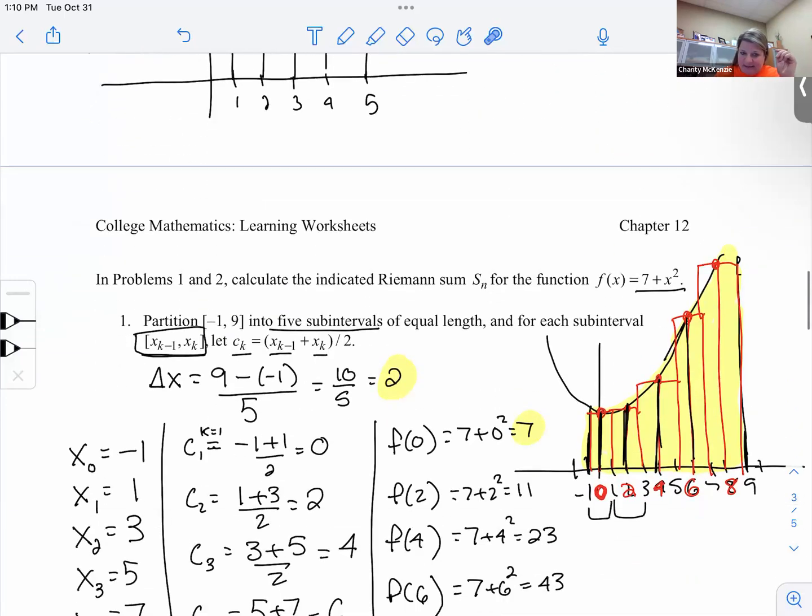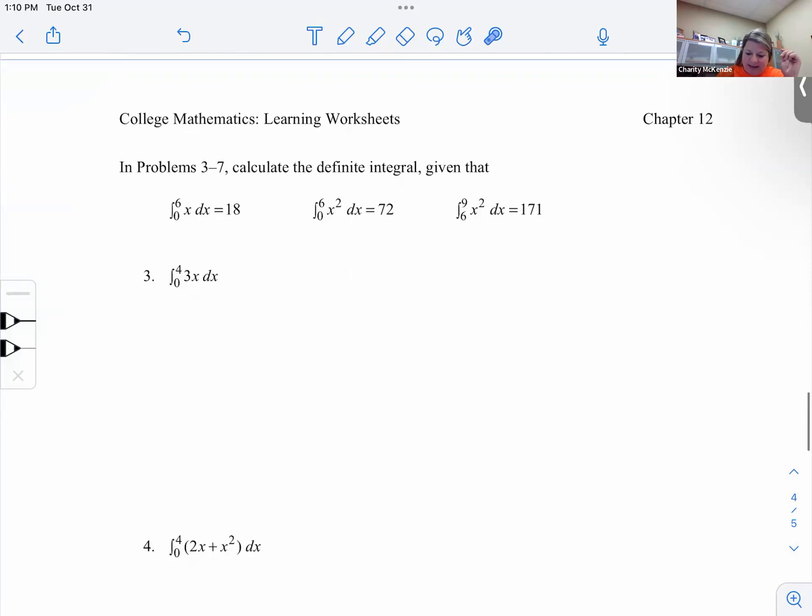That's going to lead us, as I get you dizzy, as I move it up, into these rules here. So this problem is basically saying, okay, from 0 to 6 of x, the function x, you have an area of 18. If you have x squared, it's 72. And that one's from 0 to 6 also, but this one's 6 to 9, and it's 171. So what is this problem saying here? Well, it says from 0 to 4 of 3x.